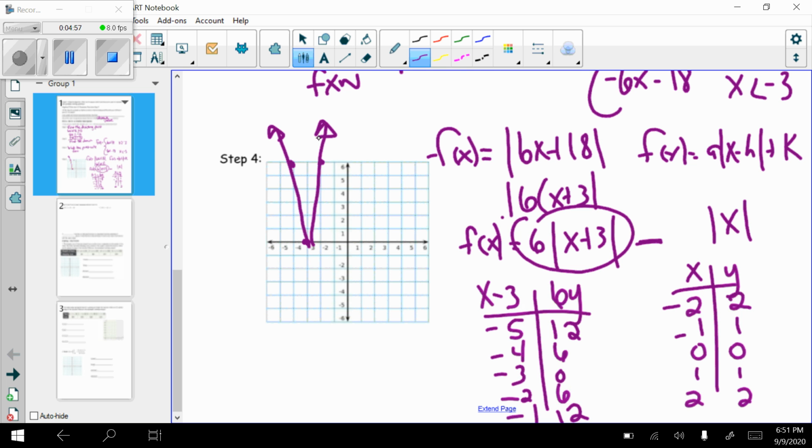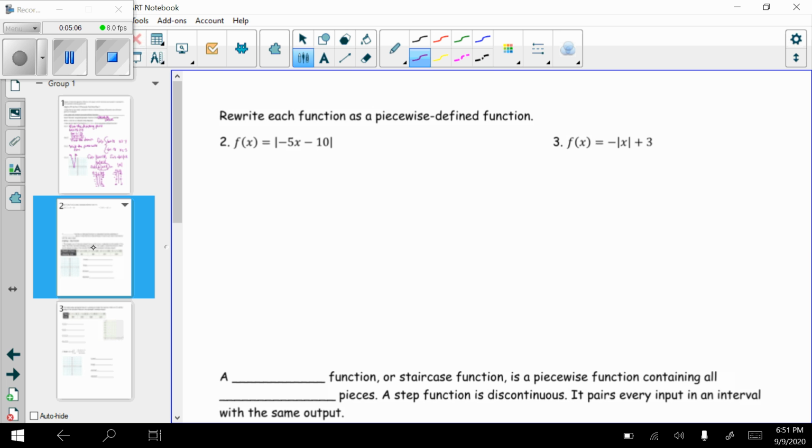So that is just reviewing how we learned to graph the absolute value functions here a while back. So now, next page, we're going to look at more rewriting the function as a piecewise defined function. So number 2 says f of x equals absolute value of negative 5x minus 10. Again, find my dividing point.